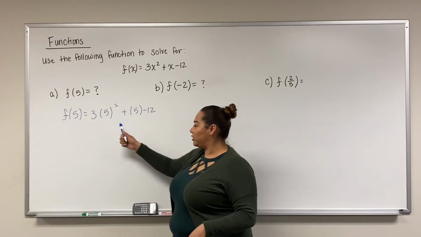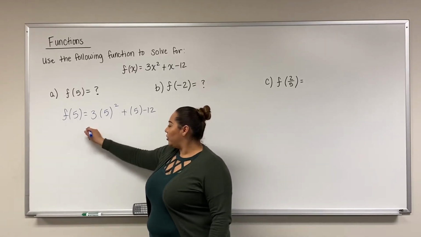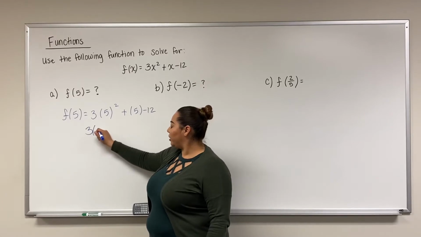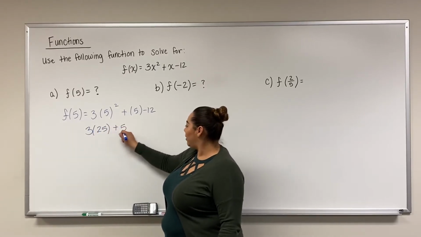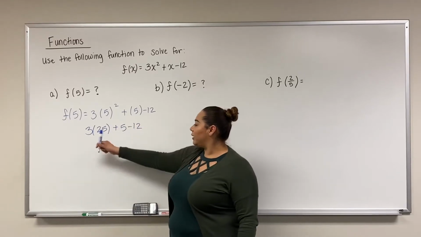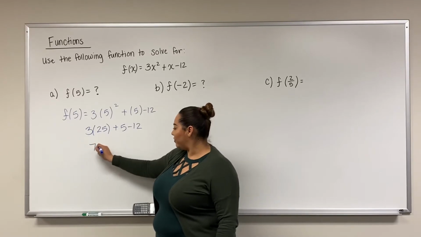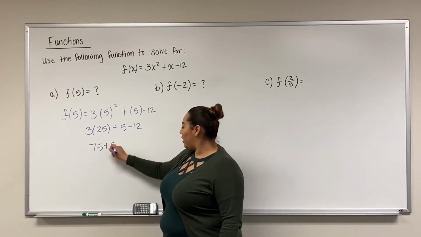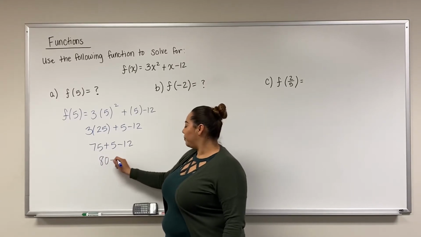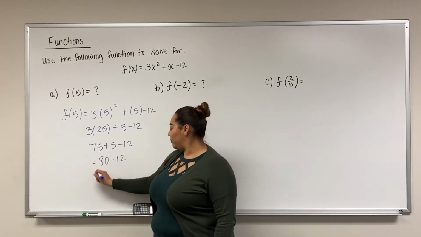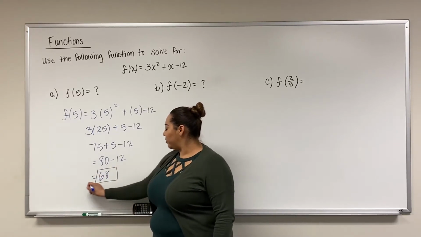We could either solve it the regular way, with the order of operations, where we do the exponents first. So 5 squared means 5 times 5, which is 25. So we got 3 times 25 plus 5 minus 12. Then we move on to multiplication. 3 times 25 is 75, plus 5 minus 12. 75 plus 5 is 80. Minus 12 will be 68. So this is going to be our answer for that one.